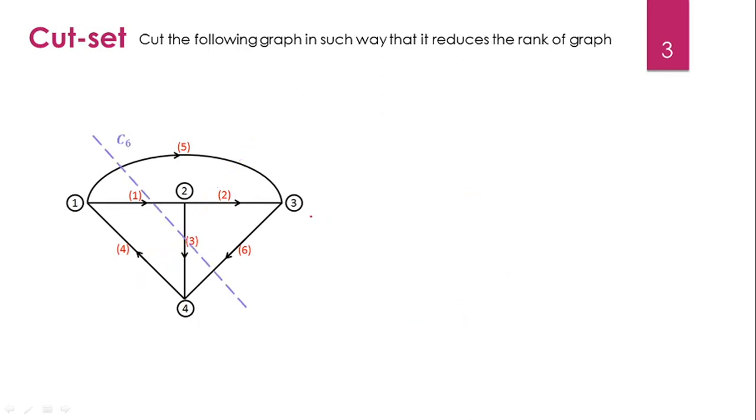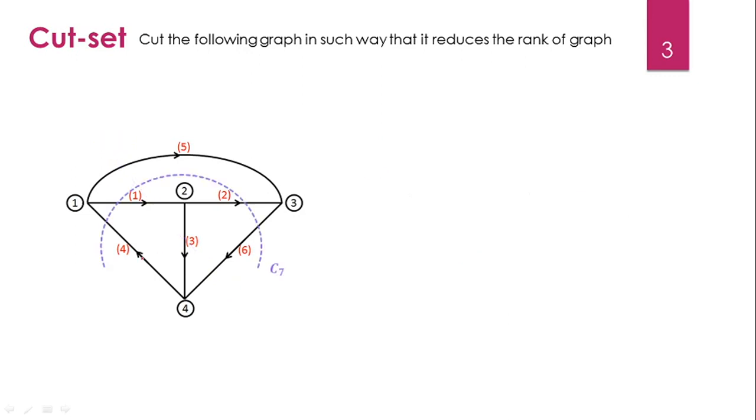Yes, say C6, where we can remove branches 1, 3, 6 and 5. So how does it look? It will have branch 2 and branch 4. So the rank is 1 here. Here its rank is 1. So 1 plus 1 is 2. So again it has reduced the rank by 1. Can we have another cut?